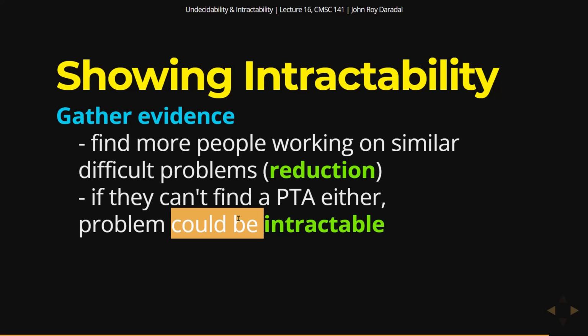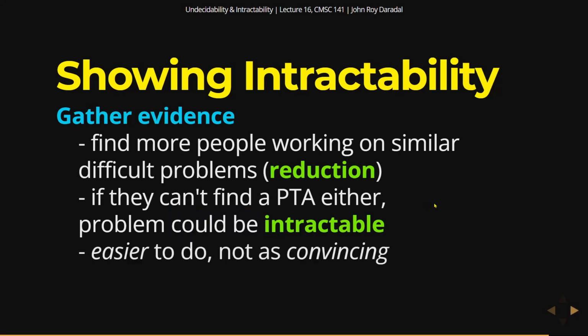the idea behind this is that if there's a lot of people working on it and none of you could find the answer, then it might be intractable, right? That could be the idea. But this one is easier to do, but it's not as convincing because the counter argument is, what if even if there are many people working on this, you just haven't found it yet, right? What if there is a polynomial time algorithm? It's just that the person who is supposed to discover this is not born yet. Okay, something like that.